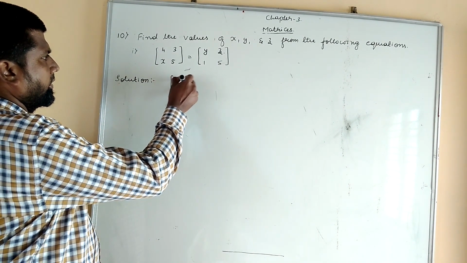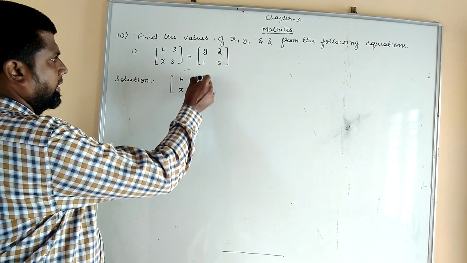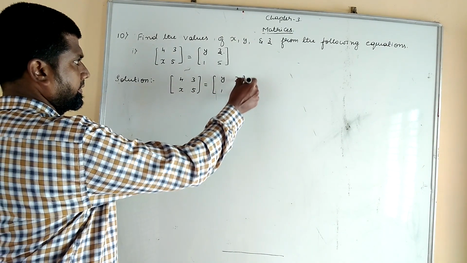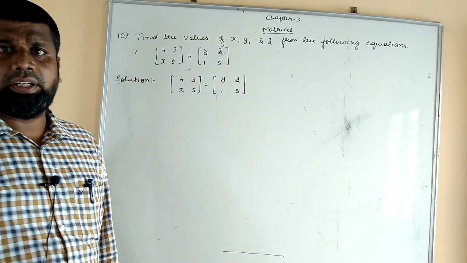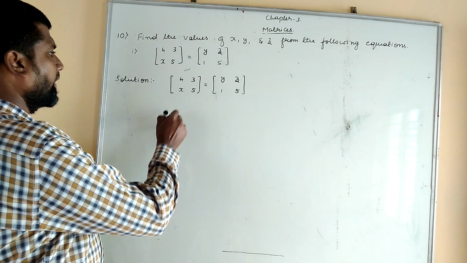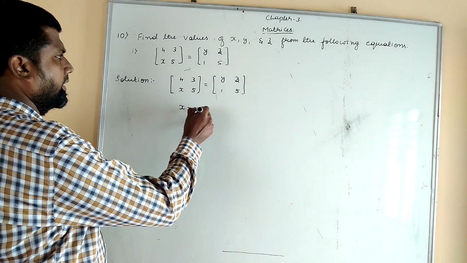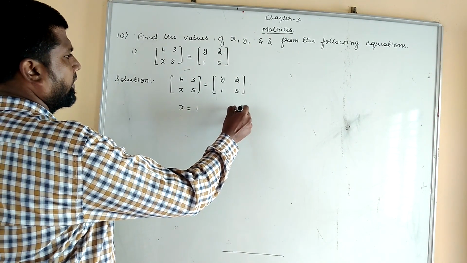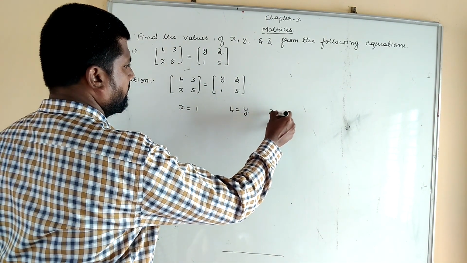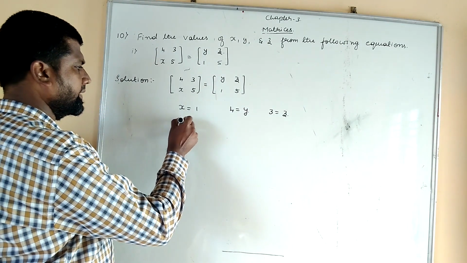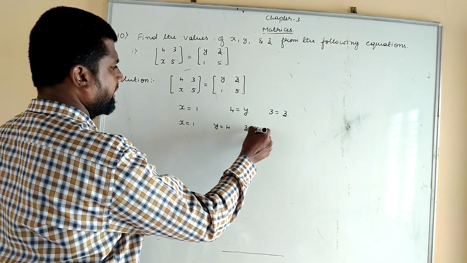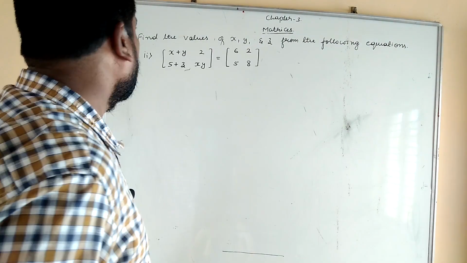He has given the matrix 4, 3, x, 5, that is equal to y, z, 1, 5. These are the matrices he has given. We have to equate the corresponding elements of the two matrices. So x is equal to 1, then 4 is equal to y, and 3 is equal to z. So we got the values. X value is 1, y value is 4 and z value is 3. Very simple problem. Let us solve the next problem.